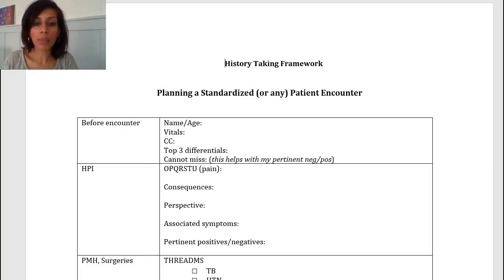Okay, so what I wanted to familiarize you with is a history-taking template that I like to use whenever I'm seeing a patient. Now, this is something that I have used for my own purposes, so you're welcome to try it. You're also welcome to edit it to suit your own needs.